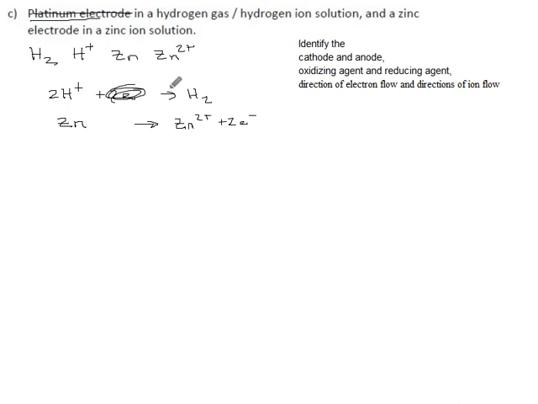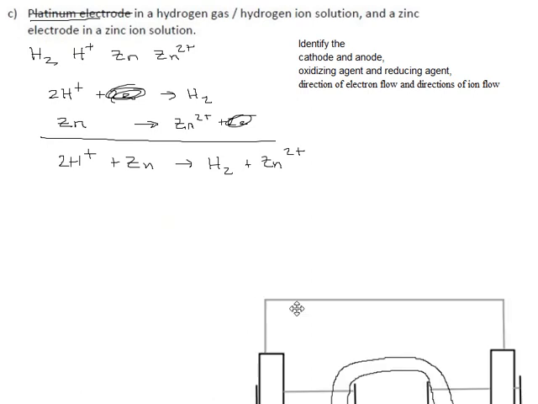Happily, the electrons match already, so it's easy to condense this and say that we've got 2H plus and zinc turning into elemental hydrogen and zinc ions. So that's the overall reaction in this cell. How will it look if we hook it up?